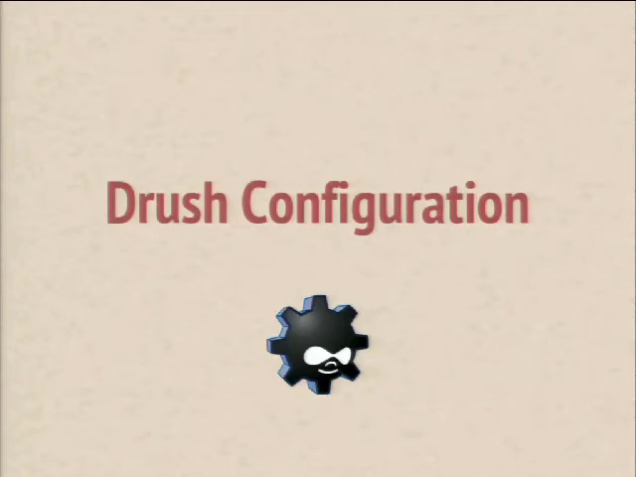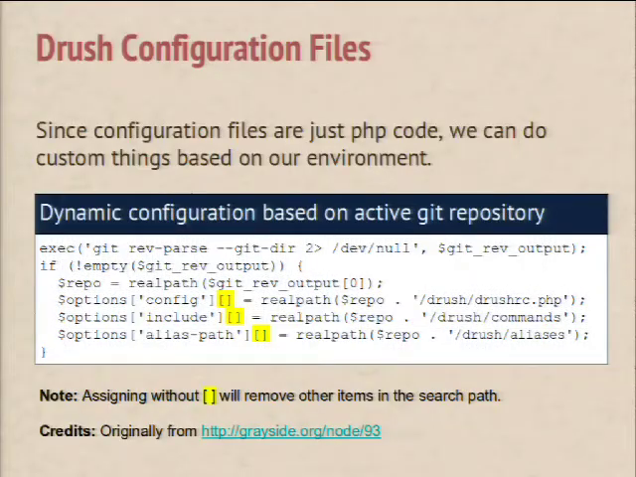So finally, I'm going to go through some Drush configuration things you can do to make your life easier quickly. Drush configuration files are just PHP code. So you can run any command that you want when you're setting up your function. And the one example I'm showing here, we call the Grayside function, because Grayside contributed this to the Drush queue, and we put it into the examples folder.